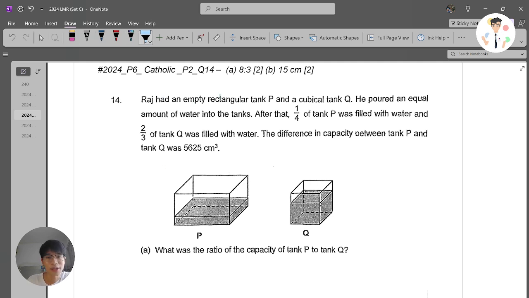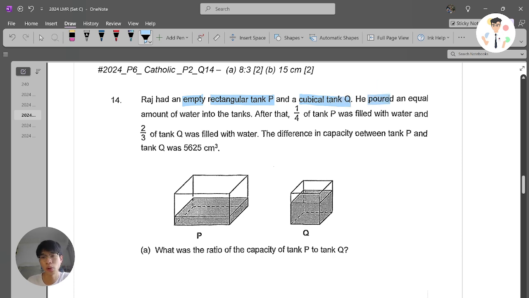Raj had an empty rectangular tank P and a cubical tank Q. Now he poured an equal amount of water into the tanks, P and Q. And after that, 1/4 of tank P was filled with water and 2/3 of tank Q was filled with water. The difference in the capacity of P and Q is 5625 cm³.